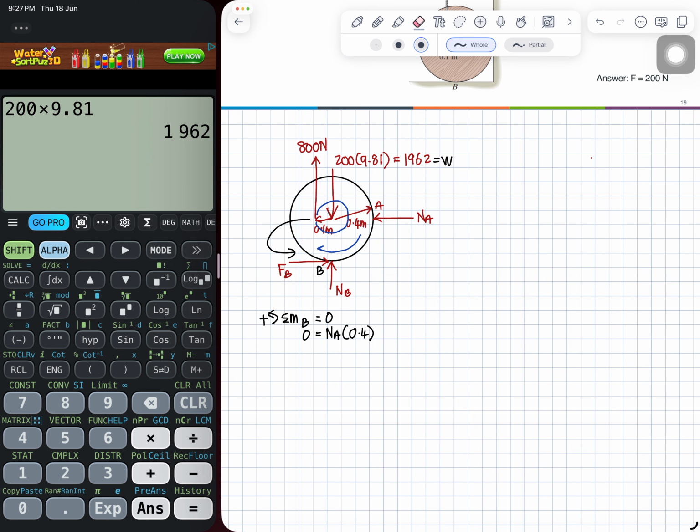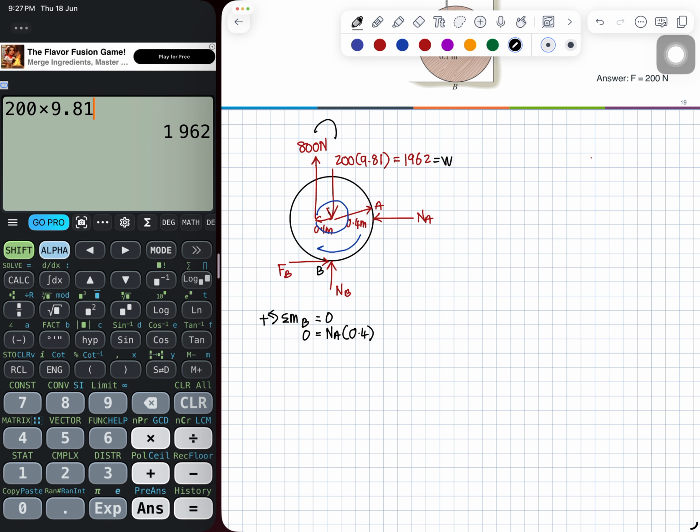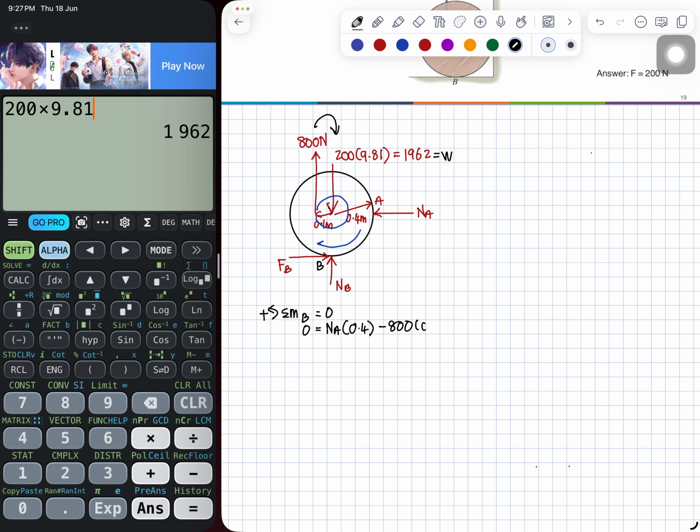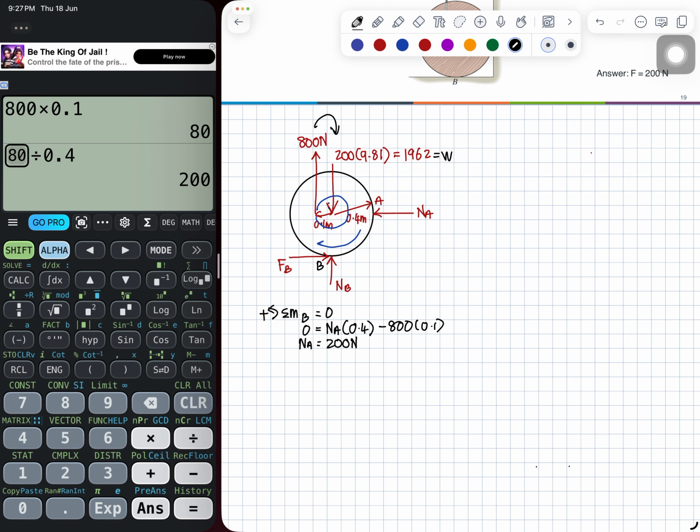Then we have another one, 800 Newton, that rotates clockwise, so negative 800 times 0.1. So NA equals 800 times 0.1 divided by 0.4. We get 200 Newton.